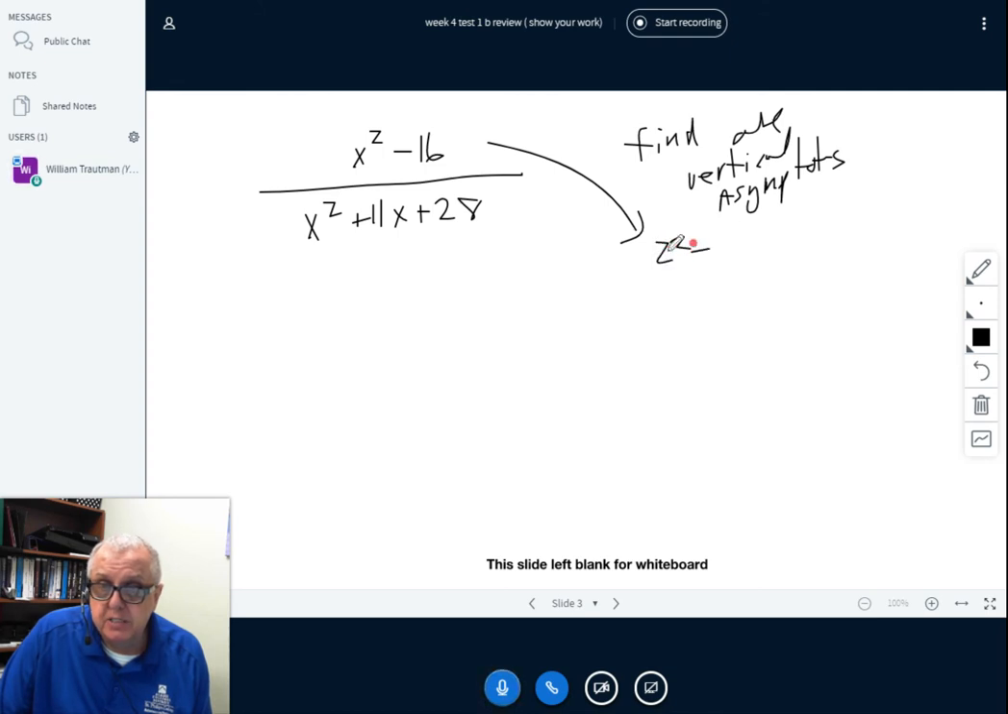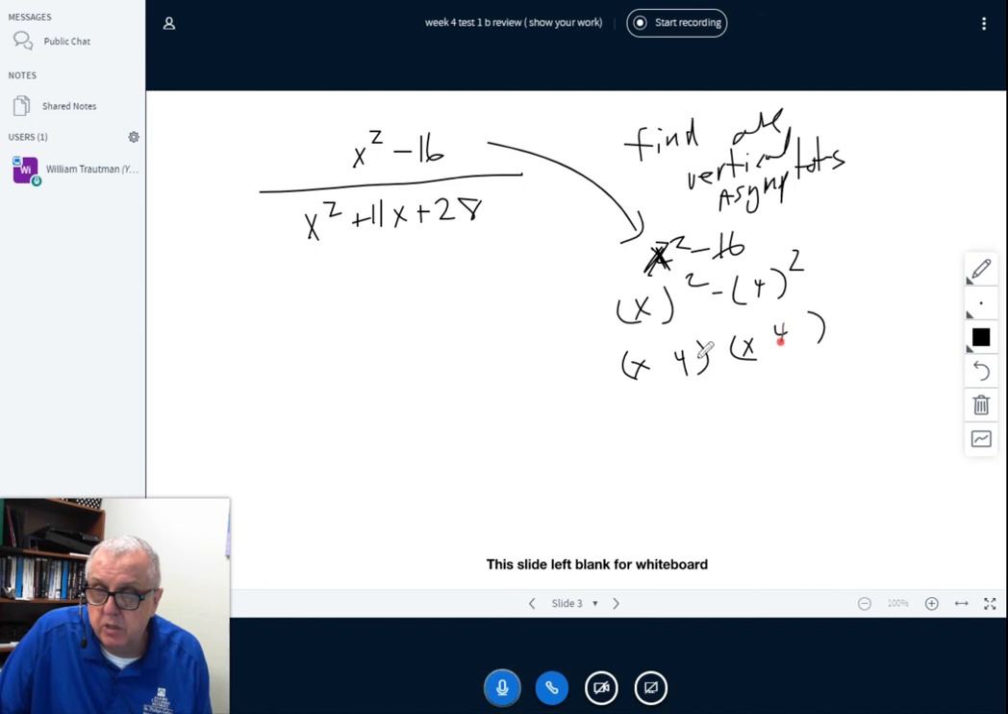x squared minus 16, you have to square each. 4 goes in here and x goes in here, then it factors to x plus 4, x minus 4. One's a plus and one's a minus. So that's the top.